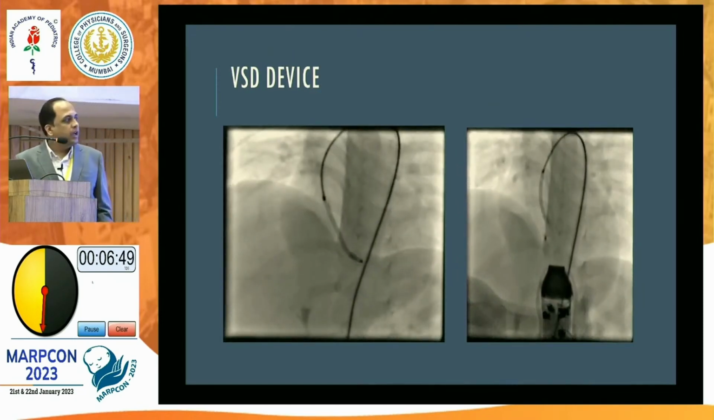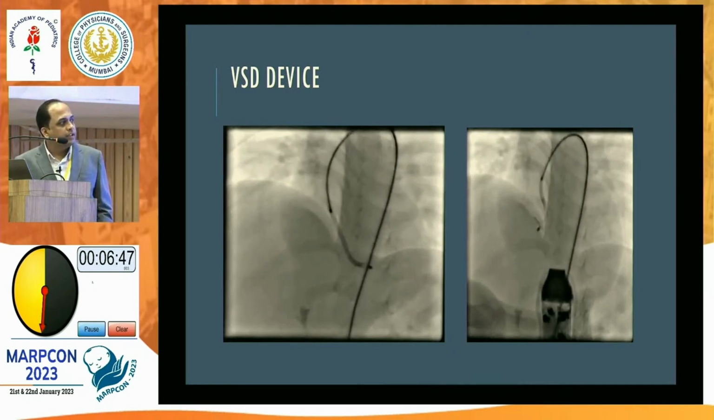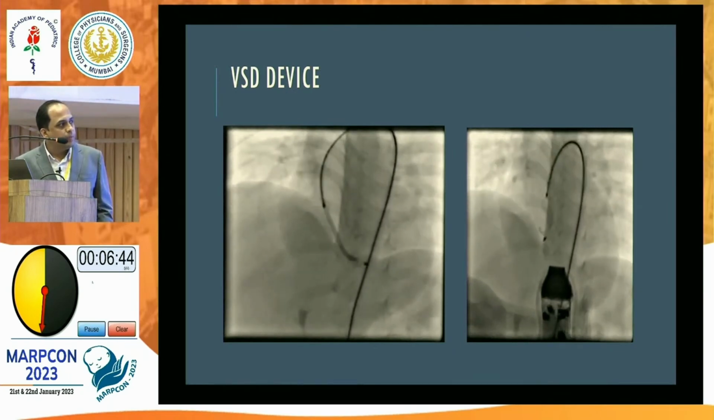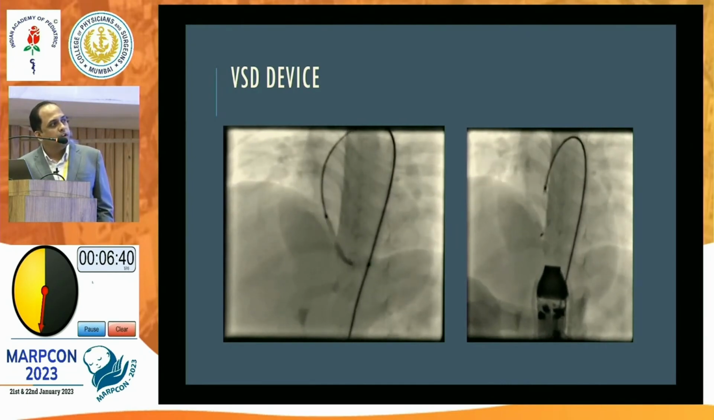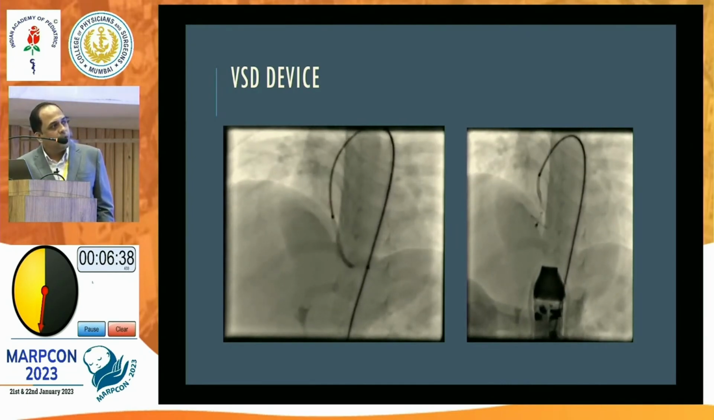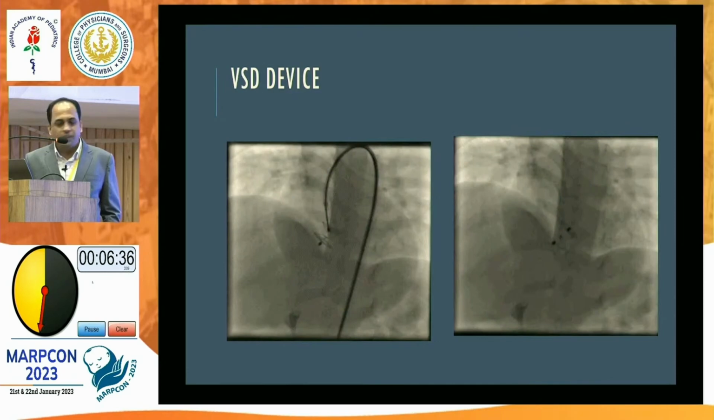The next image shows deployment of the right ventricular device. The right ventricular device is being deployed here. You can see that a portion of the device is already deployed, and now I am opening the left ventricular disc. Once both discs are opened, we need to do an angiogram.